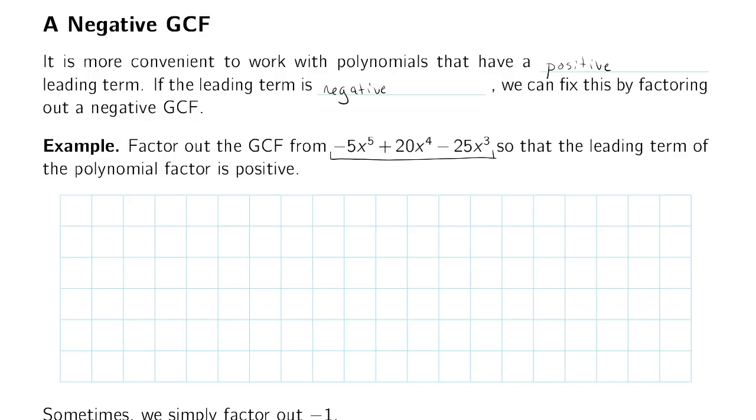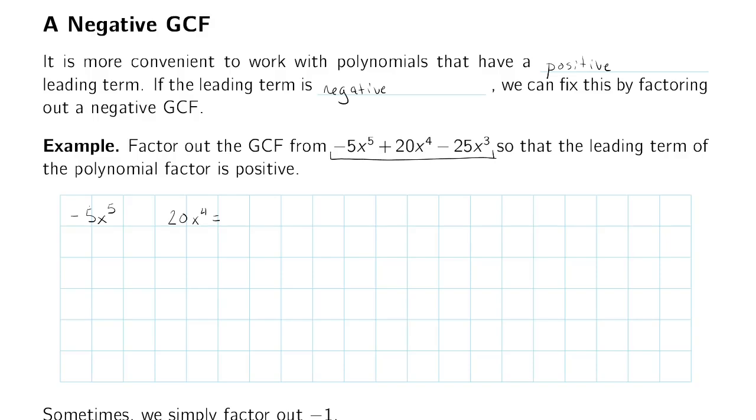So we'll have a monomial factor, the GCF, and a polynomial factor. For the polynomial factor, we want a positive leading term. So, okay, let's look at the terms of our polynomial. We have a negative 5x to the fifth, and then we have a positive 20x to the fourth.